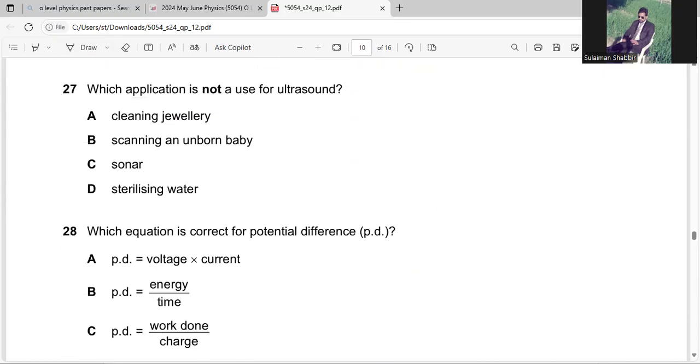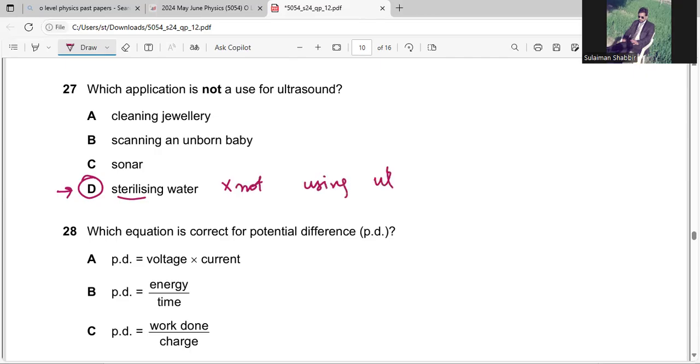Which application is not used for ultrasound over there? Cleaning jewelry, we use ultrasound there. Scanning an unborn baby, yes, ultrasound is being used over there. Sterilizing water, we are not using ultrasound for this purpose.